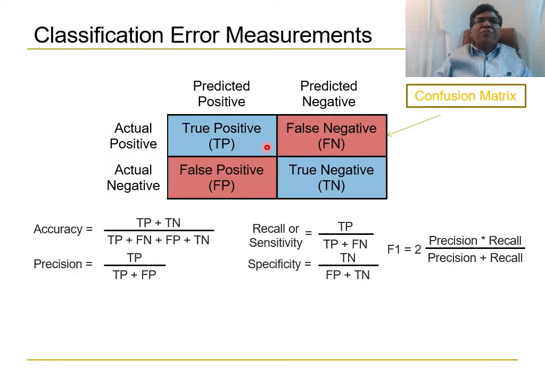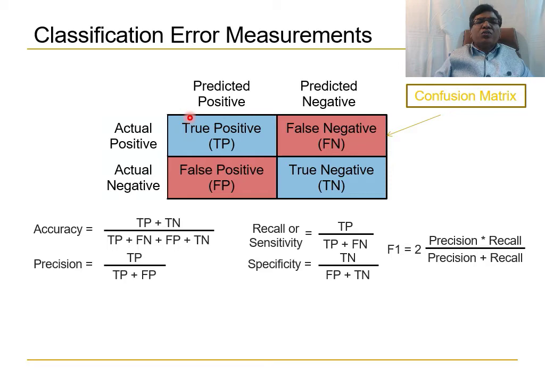A confusion matrix is an n by n matrix where n is the number of classes being predicted. Confusion matrix describes the complete performance of the model. Many metrics can be derived from confusion matrix. There are four important metrics.